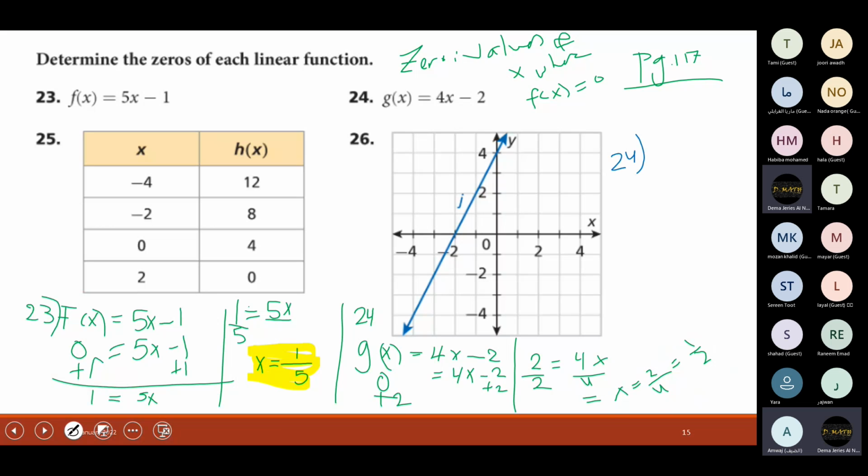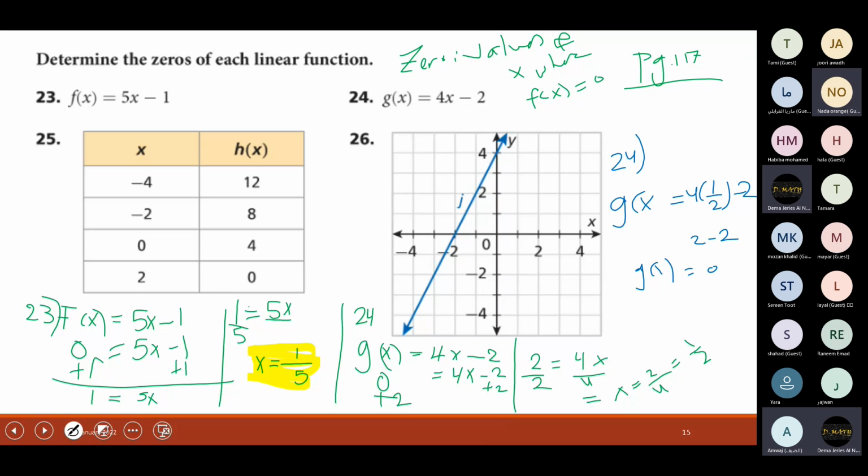If we now substitute g of x with half, 4 divided by 2 is 2, 2 minus 2 is 0. So that's what I mean. When you substitute x with 1 over 2, g of x will be 0. That's why I call it the 0 of the function.